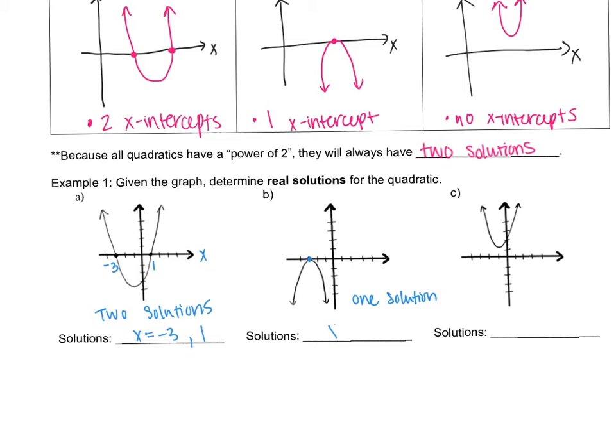And that hits it at x equals, looks like -3 to me. Oops, let me redo that. And then this one here, we can see that this parabola doesn't even touch the x-axis. So there are no x-intercepts that I can see here. So there are no real solutions here. So I'm going to just write no solution.